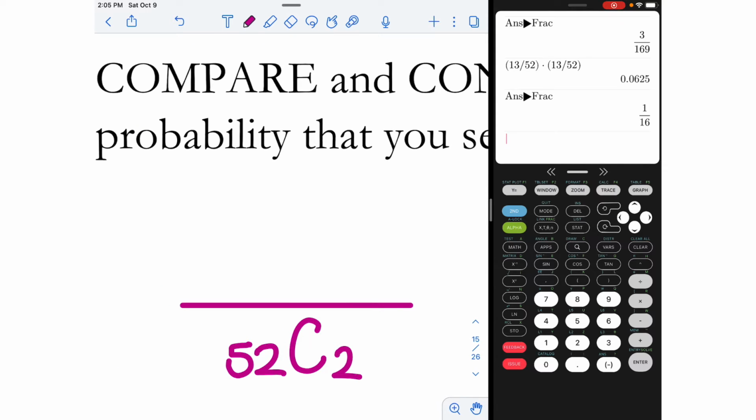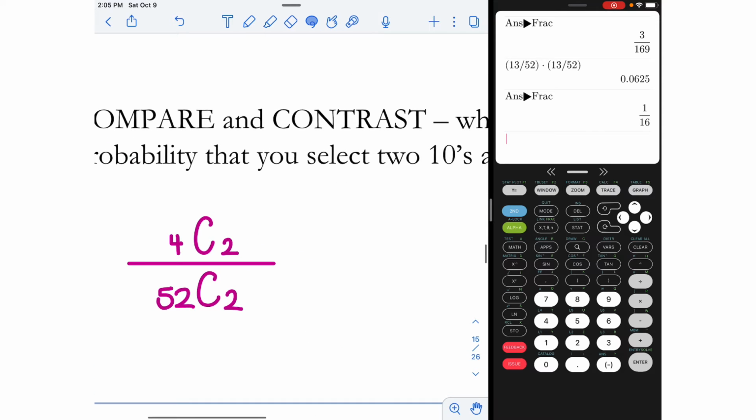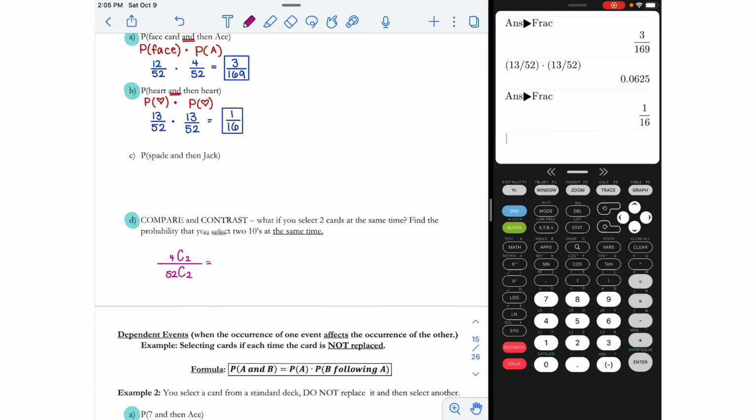So how many 10s are there? There's 4 10s. I'm going to choose 2 of them. So I actually don't have to do compound probability for this problem. I'm just trying to show you that there is a difference between doing 1 draw, replacing, and then doing a second draw. Those are 2 separate events, whereas this is 1 event happening. I'm taking 2 cards at the exact same time. So that's just 1 event that's happening.